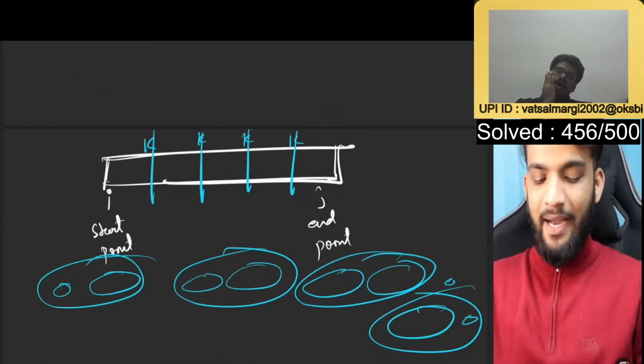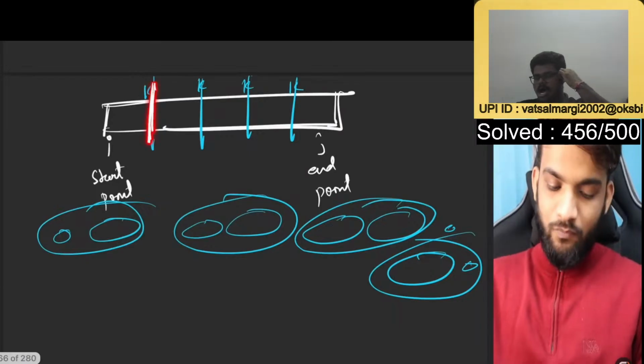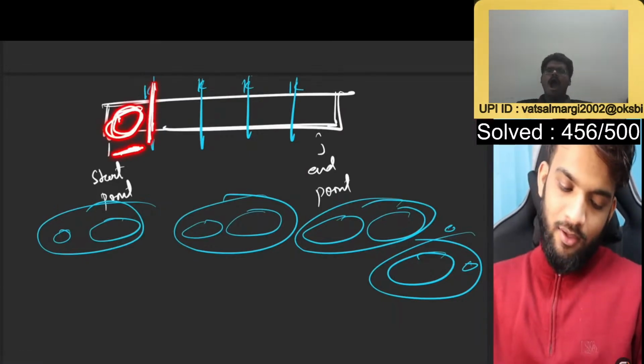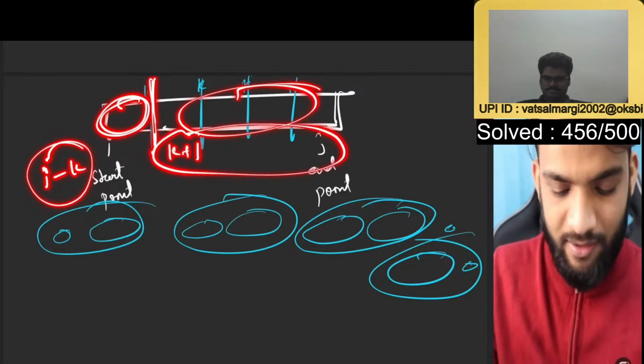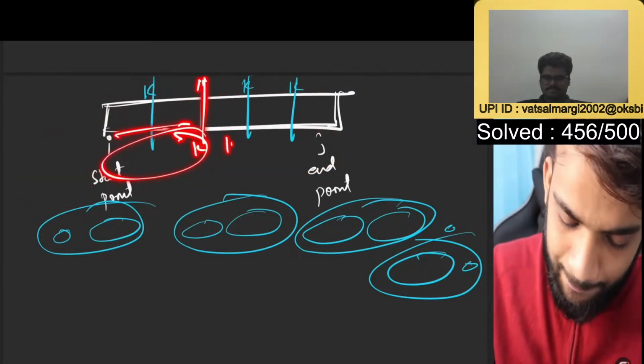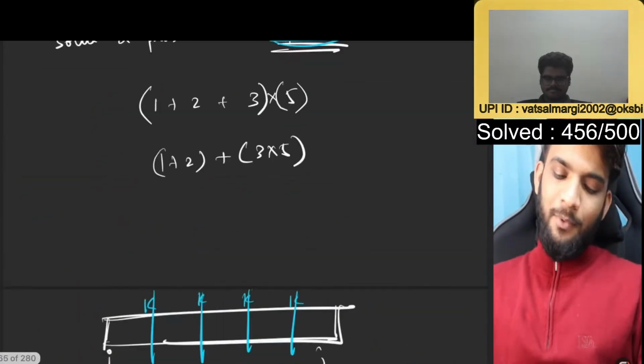Whenever you try to partition in this way, you have to solve this portion, which you can call from i to k. So if you solve it like this, it is nothing but f of i to k. The other portion is nothing but k plus 1 to j. So if you try a k here, this is i to k and this is k plus 1 to j. A similar pattern of problems can be solved using partition DP.